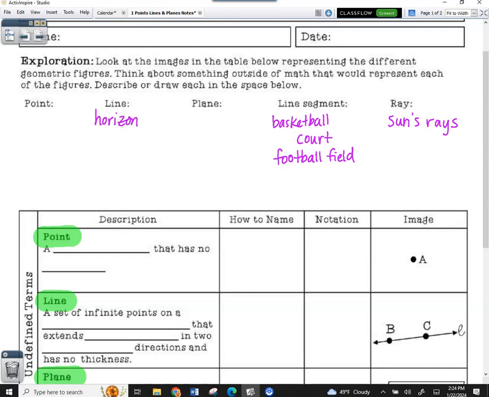Here's another one. A city on a map. Point. A city on a map is a point on the map. A city on a map would represent a point. If you're looking at the map, there's a point there to represent the city, right?